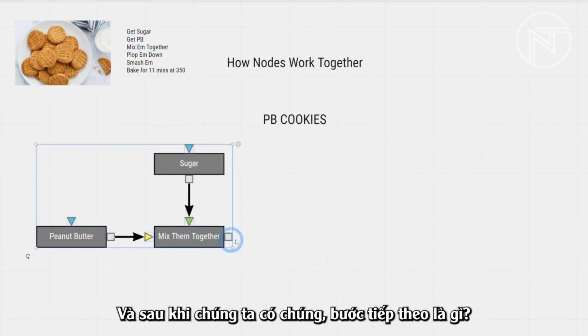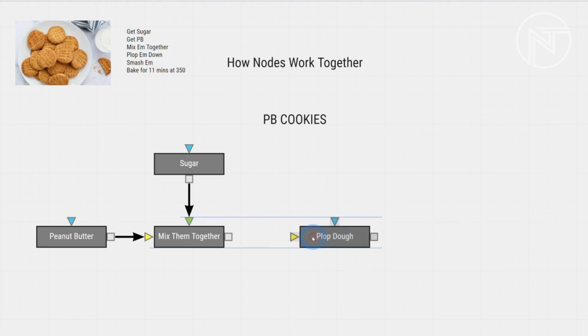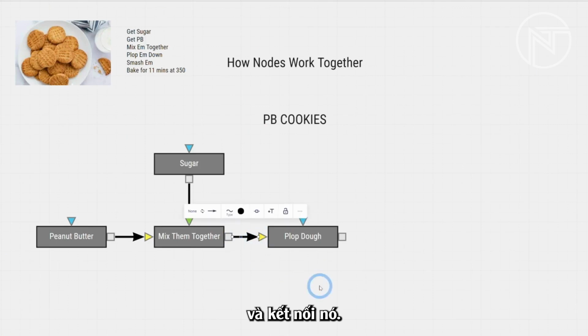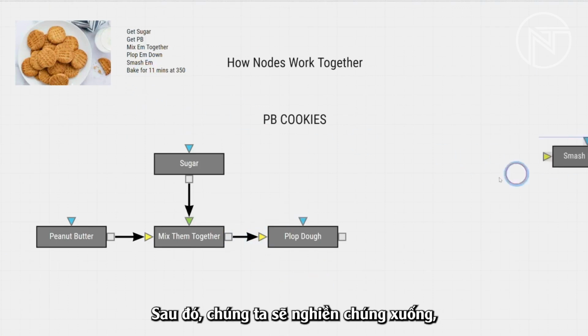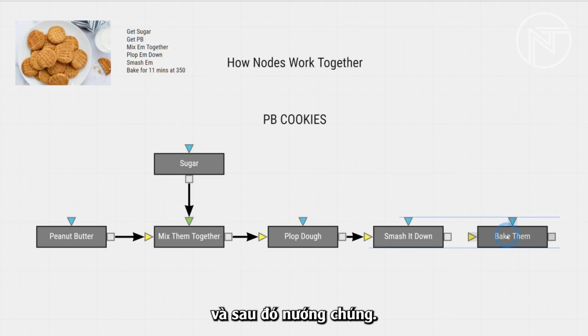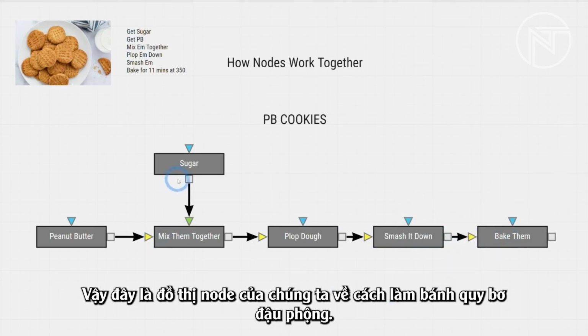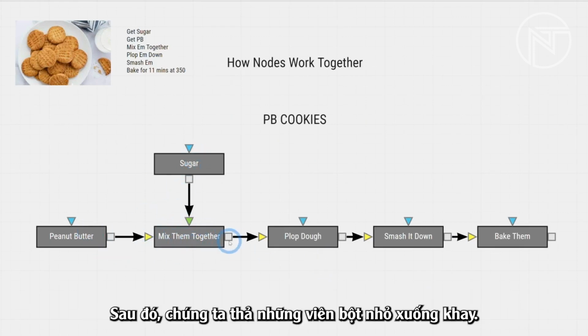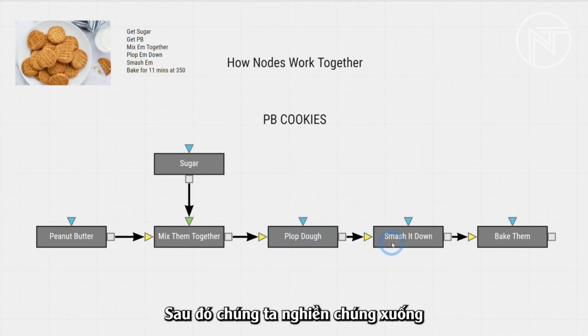And after we have those, what do we do next? We plop them down. We get a plop dough node and connect that. Then we're going to smash them. We get the smash it down node and then bake them. So this is our node graph of how to make peanut butter cookies. We take our peanut butter and our sugar and we mix them together. Then we plop the little balls of dough down onto the pan. Then we smash them all down and then we bake them.